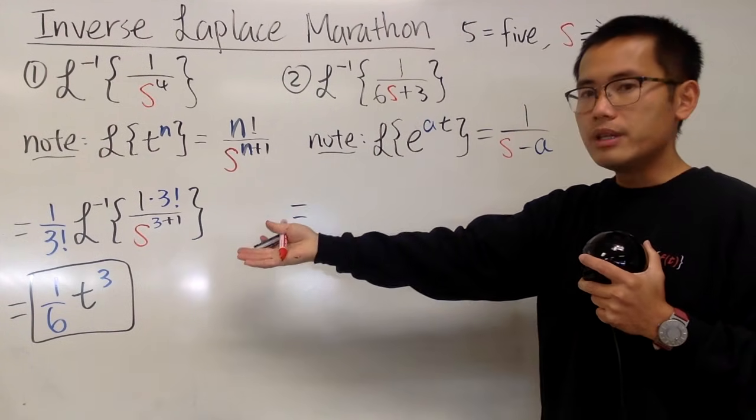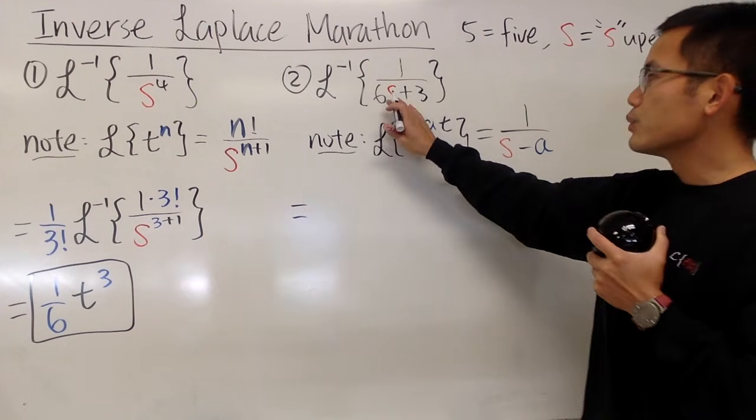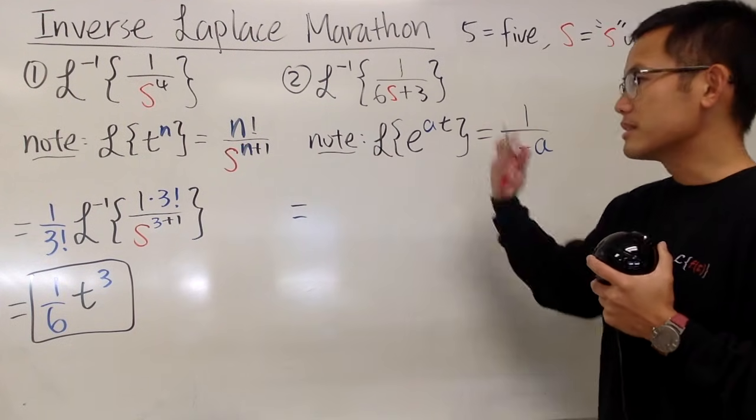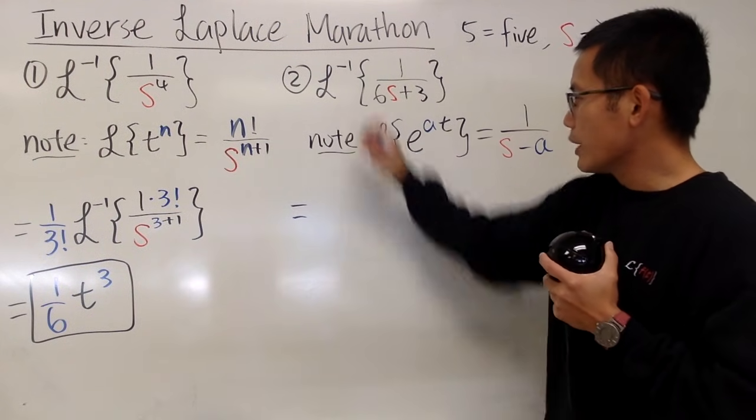And again, just like what we did earlier, we can multiply things and divide things and all that. In this case, we can factor out the 6, and then we can take that outside of the inverse Laplace, because Laplace and inverse Laplace are both linear. So let me just write this down right here.